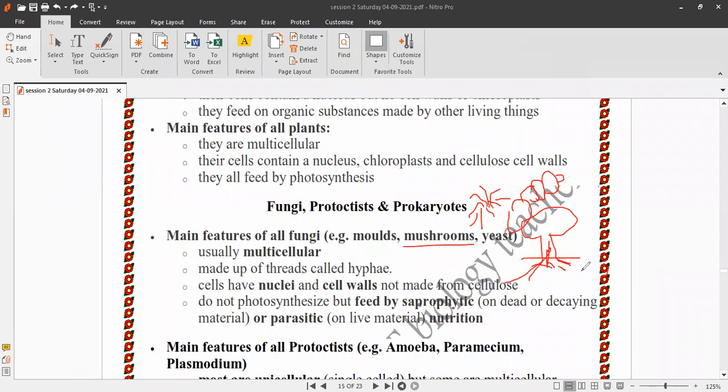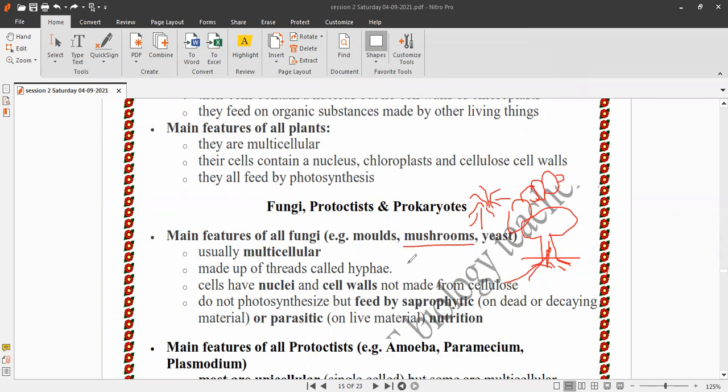Yeast is described to be a fungus. It is called yeast fungus, so it is a fungus, from kingdom Fungi.